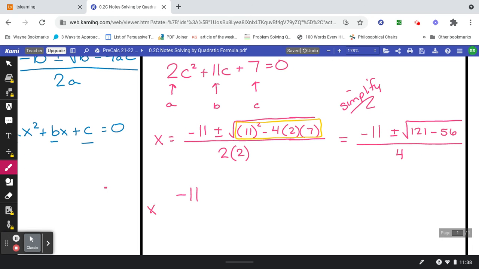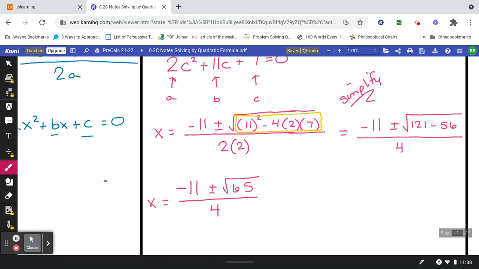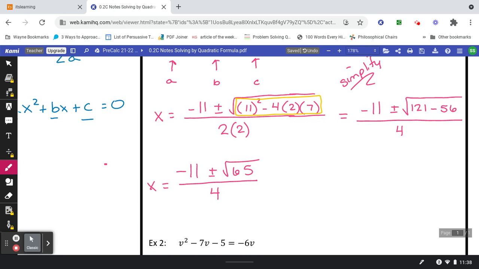Then you'll subtract. 121 minus 56 gets me 65 over 4. And all the problems that we're going to work with are not going to be able to be factored. So if you tried 65 and tried to break it down, you would get just 13 times 5, which then does not break down any further, which means there are no more ways to simplify. So this will be our final answer.